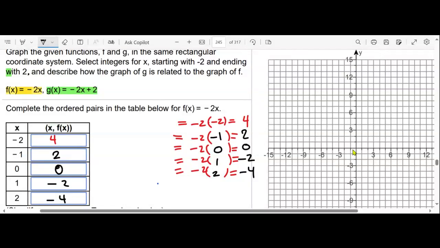And now you can graph it. So 0, 0 is here. -1 and 2. -2 and 4. 1 and -2, I'm sorry. 1 and -2. Okay, so you make the line.